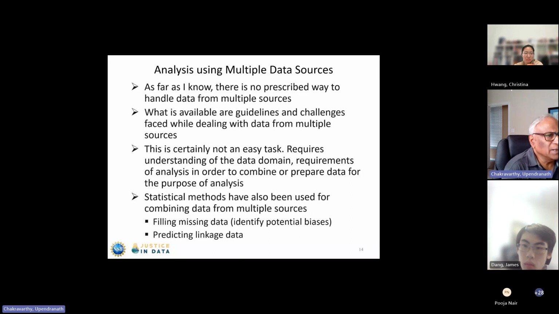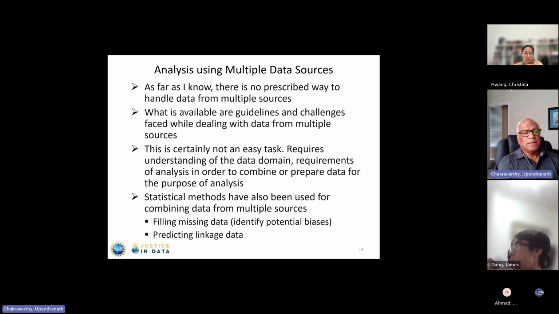So, analysis using multiple data. As far as I know, there is no prescribed way to handle data from multiple sources. There is no way that you can say here is one way to handle all types of data sources. What is available are guidelines and some of the challenges that are faced while dealing with data from multiple sources. This is certainly not an easy task.